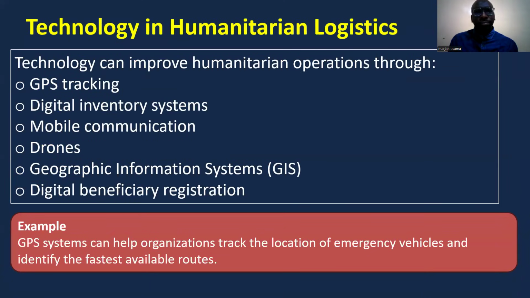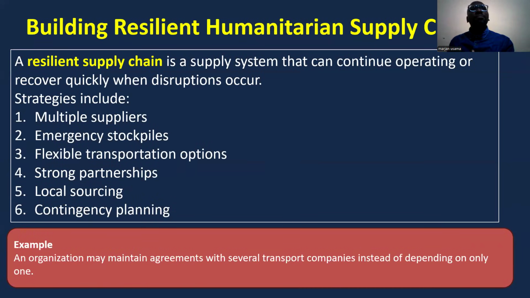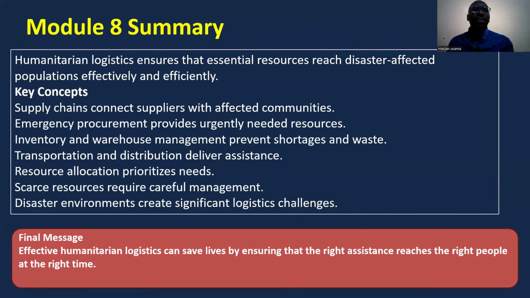So we have a few slides remaining, around 4 or 3 slides. Sometimes during disaster, we need to use technology, and so on. Then building resilient humanitarian supply. So that is all for today.